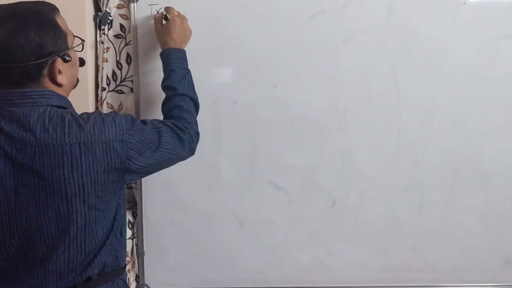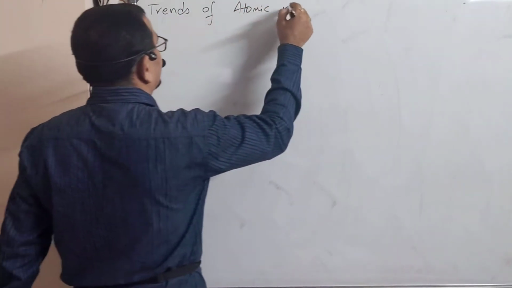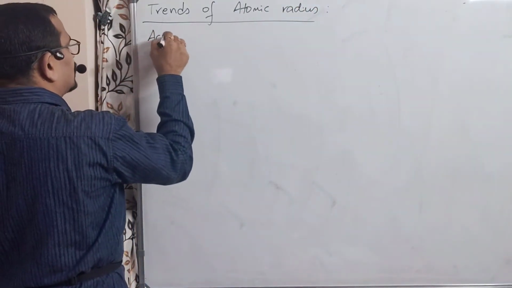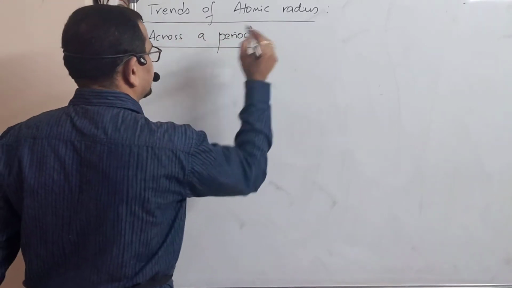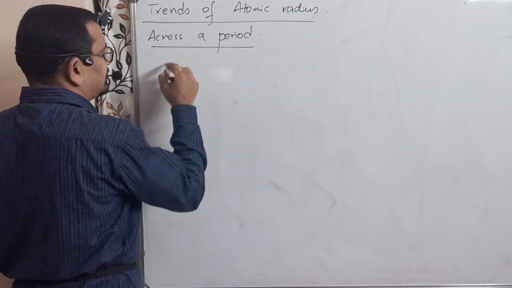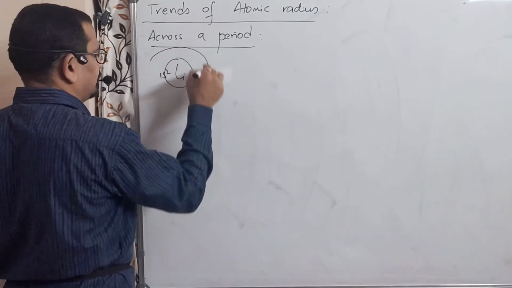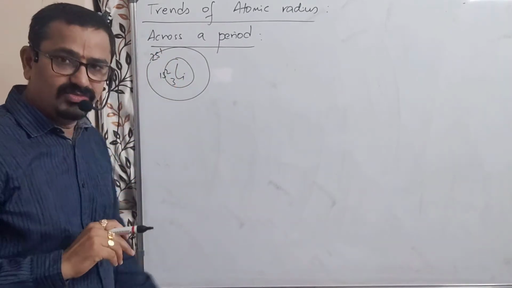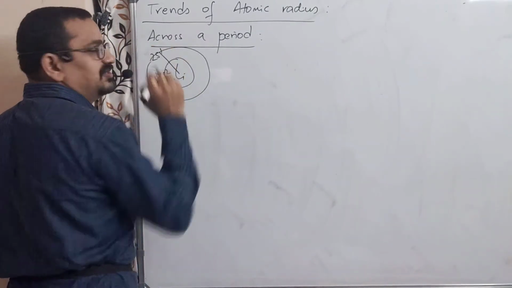See, trends of atomic radius. Now, firstly we will study across a period. Suppose you consider second period elements, lithium. Configuration is 1s2, atomic number is 3, right? It is 2s1. 1s2, 2s1. So the electron is at a distance of second shell from the nucleus.